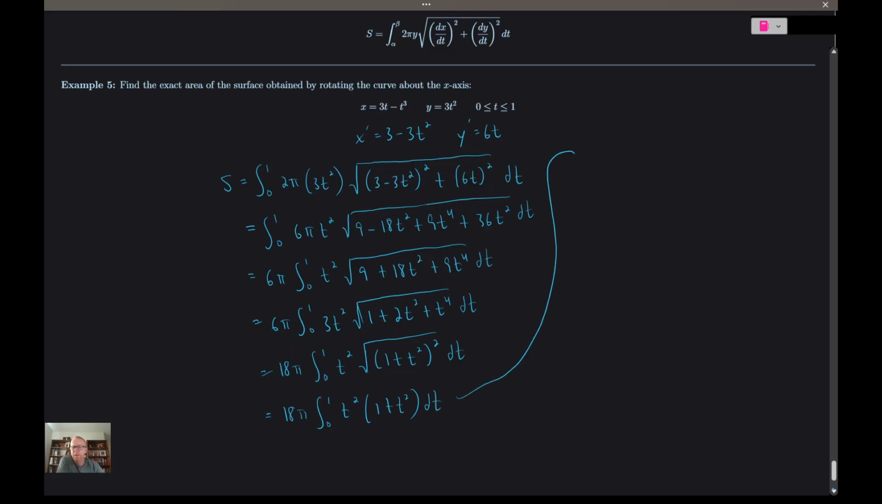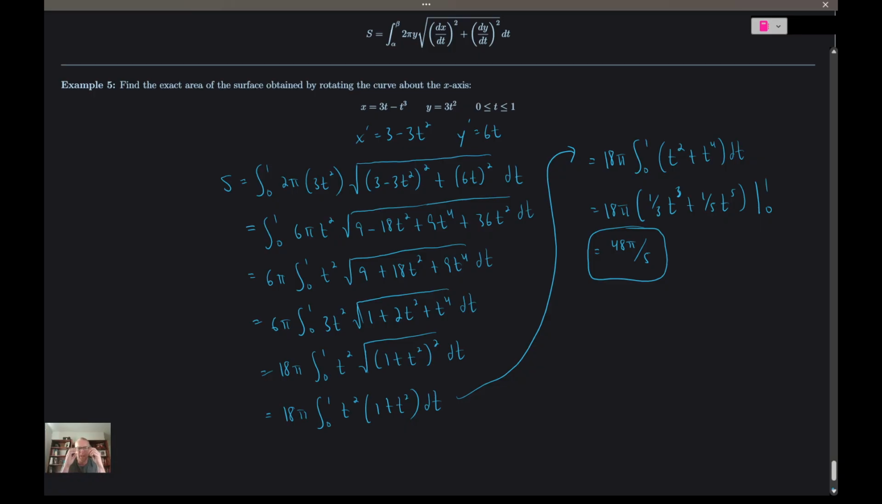Let's come up here to finish. So that gives us 18 pi integral from 0 to 1. Distribute our t squared, so we get t squared plus t to the fourth, and now it looks pretty easy. So we have 18 pi times 1/3 t cubed plus 1/5 t to the fifth, 0 to 1. And so now just plug in 1. 0 obviously doesn't do anything. Plug in the 1/3 plus 1/5 times 18 pi. That will give us a final answer of 48 pi over 5.